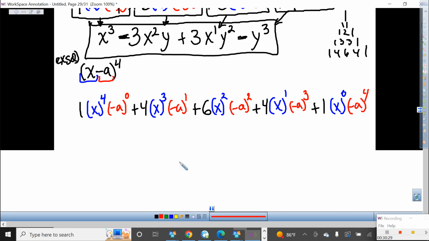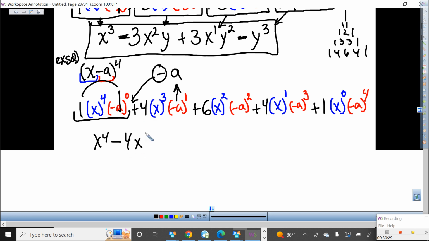All right, let's simplify. Let's see what we get. What is negative a to the 0? 1. 1 times 1 is 1. That leaves us with x to the 4th. Next, what is negative a times 1? That's negative a. Now we have a negative, so that means negative times the positive is a negative. Bring down the 4, bring down the x cubed, and bring down the a. We're done with this one.